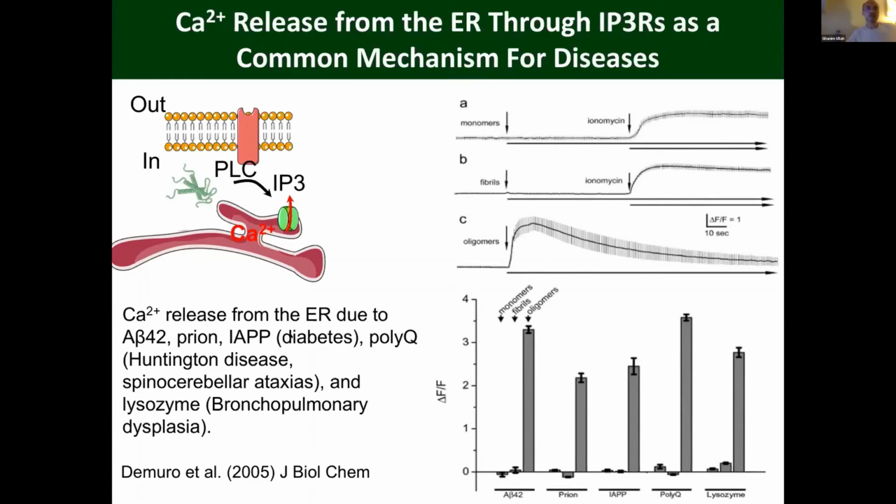IAPP is related to diabetes. Again, a lot of calcium released. Poly-Q is related to Huntington disease and spinocerebellar ataxias, high calcium. And then lysozymes, which are related to immune system disorders. Again, the oligomers release a lot of calcium from the endoplasmic reticulum. The fibers, the long chains, don't release any calcium, and the monomers don't release any calcium. It's just these medium-sized oligomers.